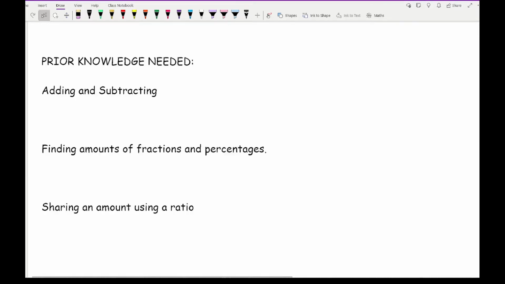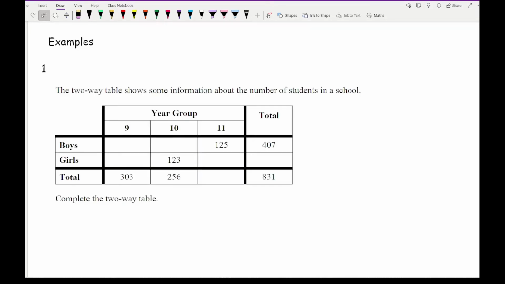Now, in terms of prior knowledge, this is what you're going to need to be good at in order to make this topic extremely easy. So you're going to need to be comfortable with adding, subtracting, finding amounts from fractions and percentages, which are covered in another video, and also being able to share an amount using a ratio, which again is covered in a previous video. So let's have a look at this first example.